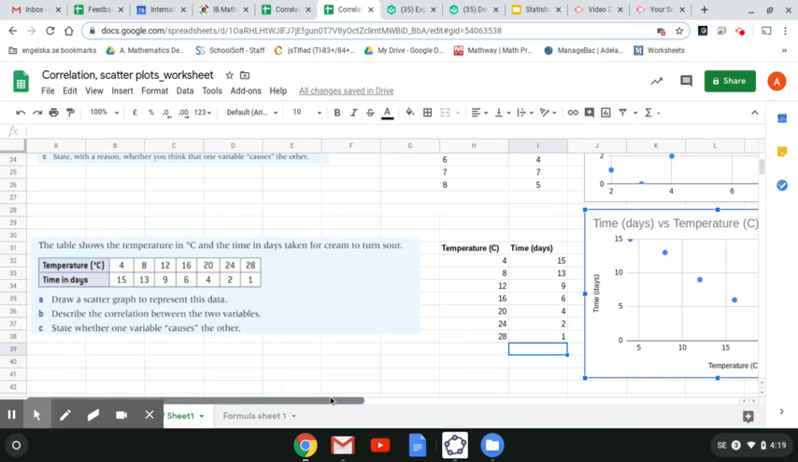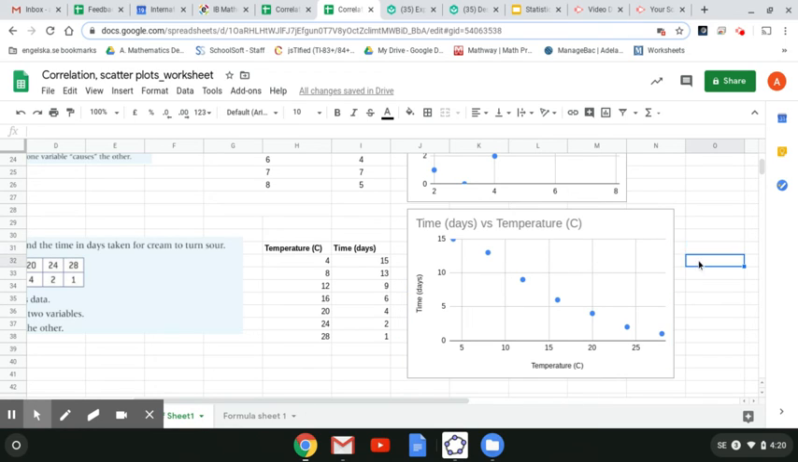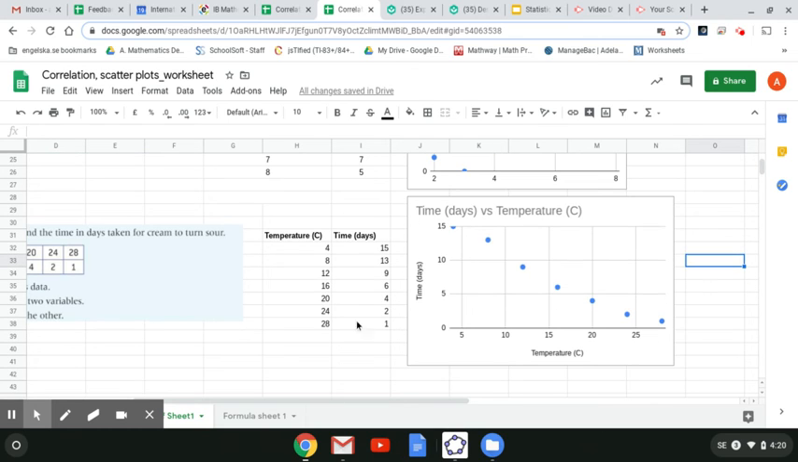We can speculate about causation, so whether one variable causes the other. Well, the increase in temperature could very well be the reason for the cream turning sour more quickly. So we could say there is some causation to a certain extent.